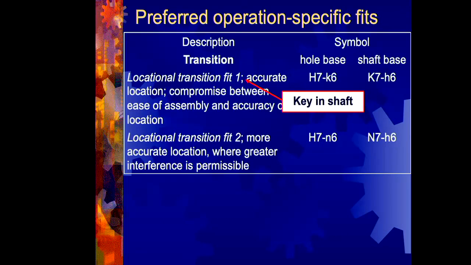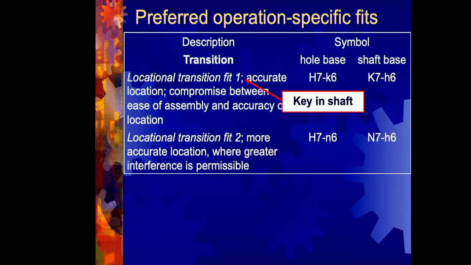Here's a transition. Again, this top one could be a key and a shaft. More accurate location where greater interference is permissible. Some things, like a bearing on a shaft, we do want transition to interference and we do want precision. So this kind of transition fit, a bearing on a shaft, is another example, instead of just a key in a shaft. And a key and a keyway, I showed an image of that before.